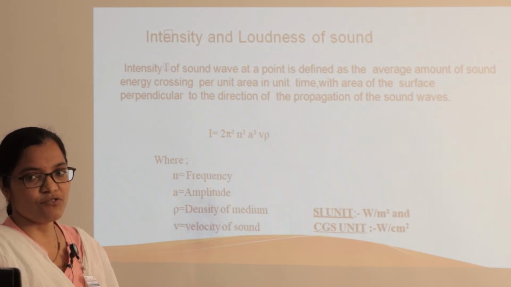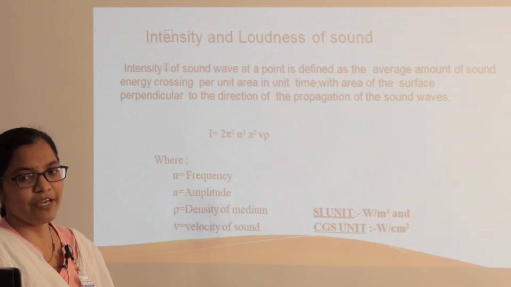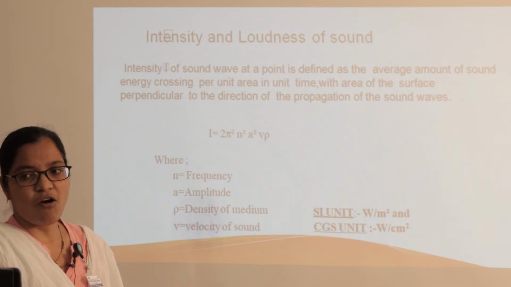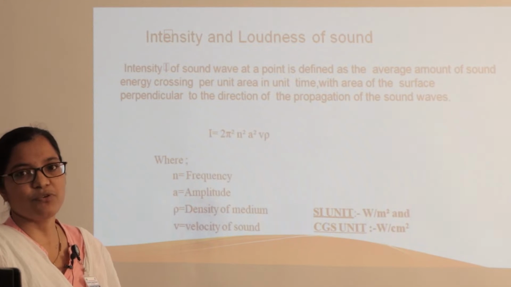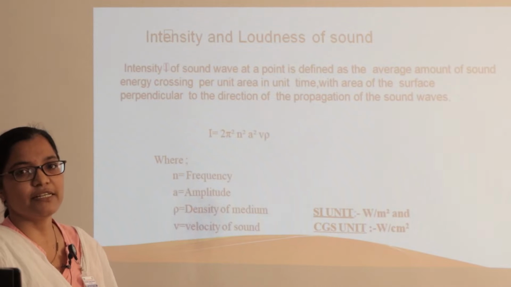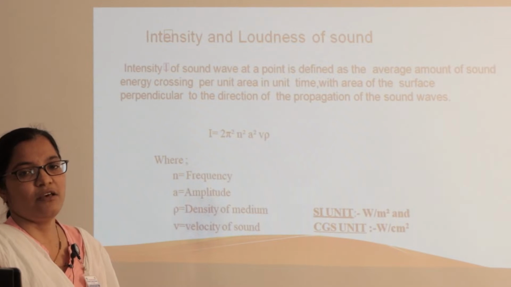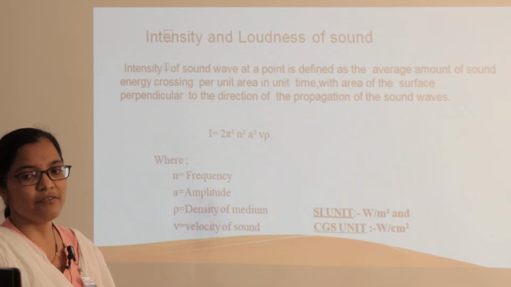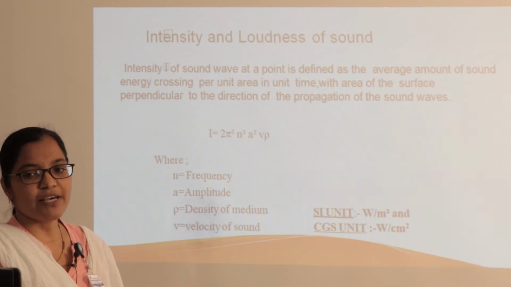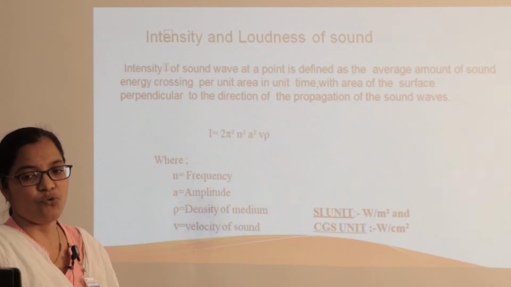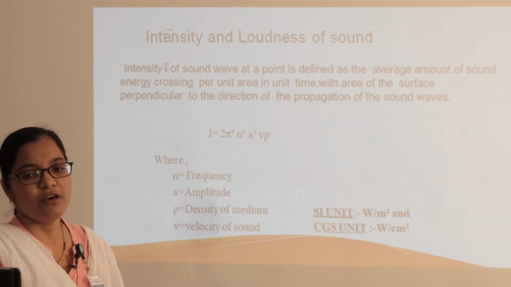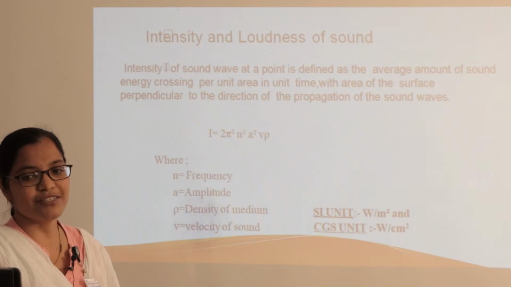Intensity of sound is nothing but the amount of energy crossing per unit area in unit time, with the area of the surface perpendicular to the direction of propagation of sound waves. So it is nothing but how much power is carried per unit area. Intensity depends on different parameters. Mathematically it is given as I = 2π²n²a²vρ. What is n? n is the frequency of sound waves, a is the amplitude of sound waves, ρ is the density of the medium, v is the velocity of sound.